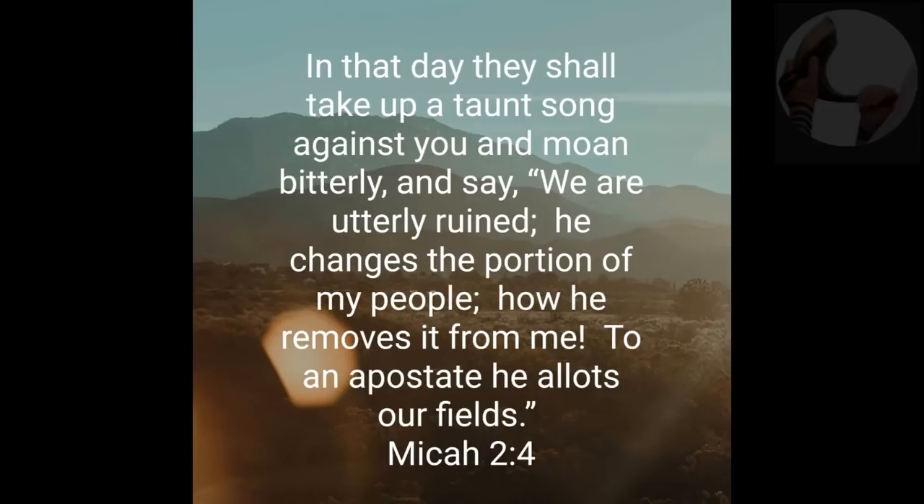Another version. In that day, they shall take up a taunt against you and moan bitterly and say, we are utterly ruined. He changes the portion of my people. How he removes it from me to an apostate. He allots our fields. Micah 2 verse 4.